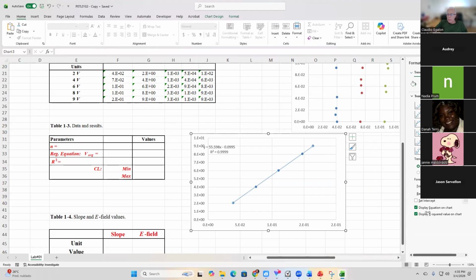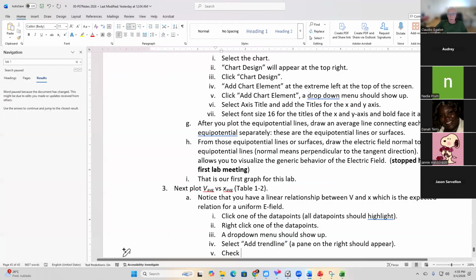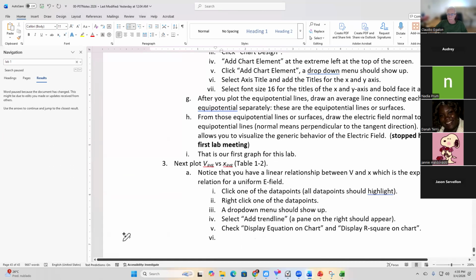Yeah, check display equation on chart. Display R-square value on chart. Check display equation on chart and display R-square on chart. Right?